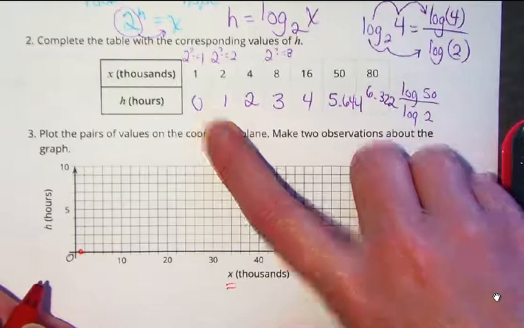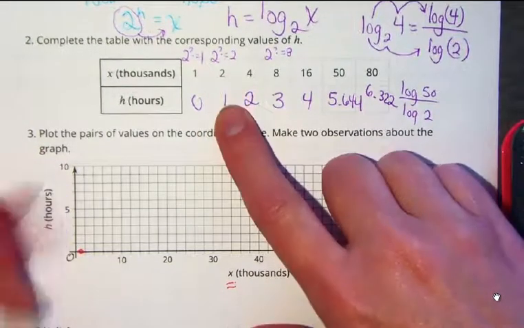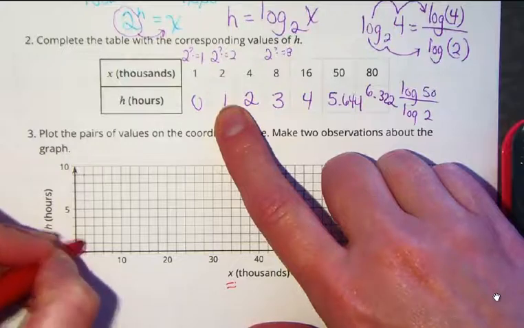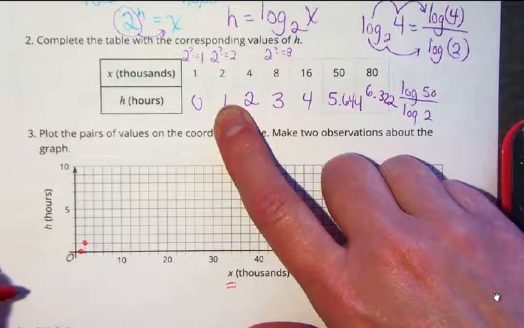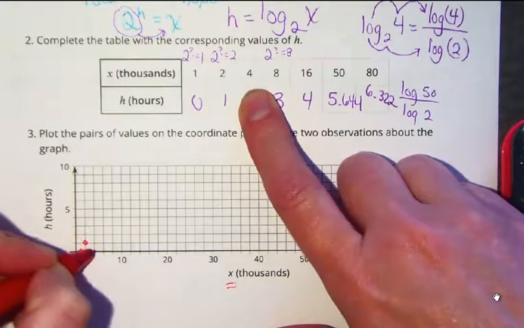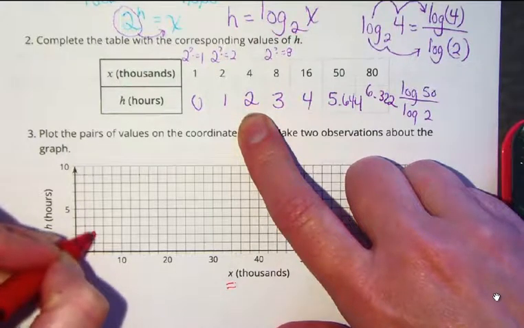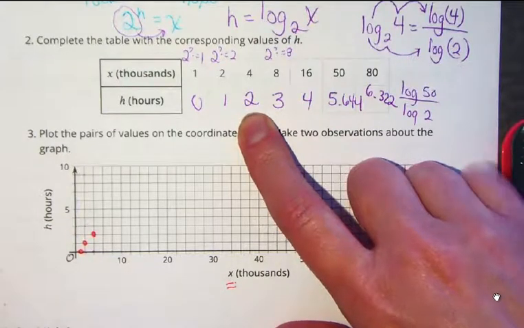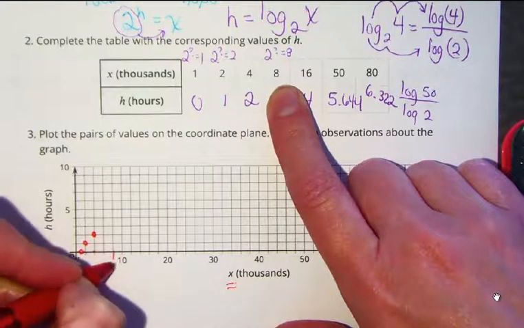Slide that up so you can see it better. At 2, our value is 1. So 1, 2, 3, 4, 5. Good. All right, each of those is 1. For 4,000 bacteria here, we're up at the whole number 2. And our x is 8. That would be this tick mark right here.